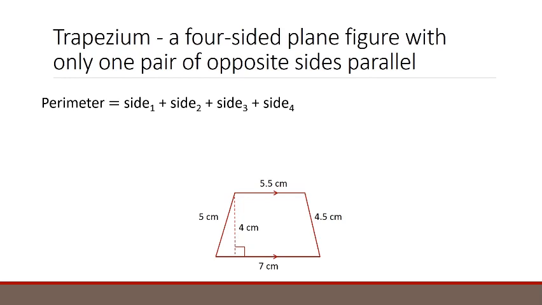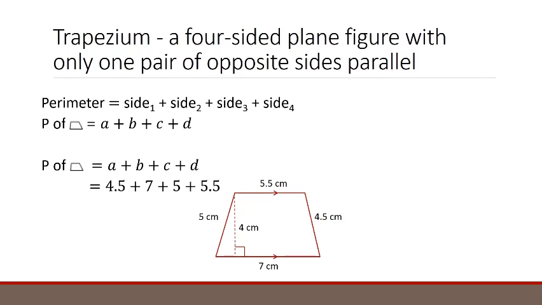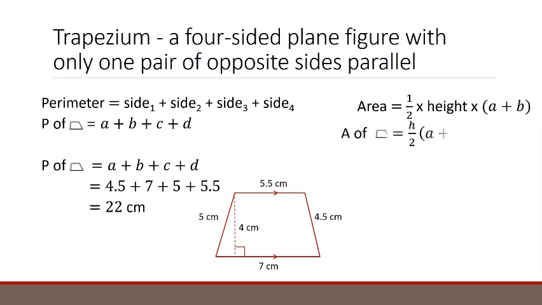To find the perimeter, we simply add up all of the sides. So P equals A plus B plus C plus D. And so we substitute, starting with 4.5 plus 7 plus 5 plus 5.5 going clockwise. That equals 22 centimetres. The area of a trapezium is a little bit more complicated. We have to go half times the height times brackets A plus B, where A and B are the two parallel sides. So the area of this trapezium is h on 2 brackets A plus B.